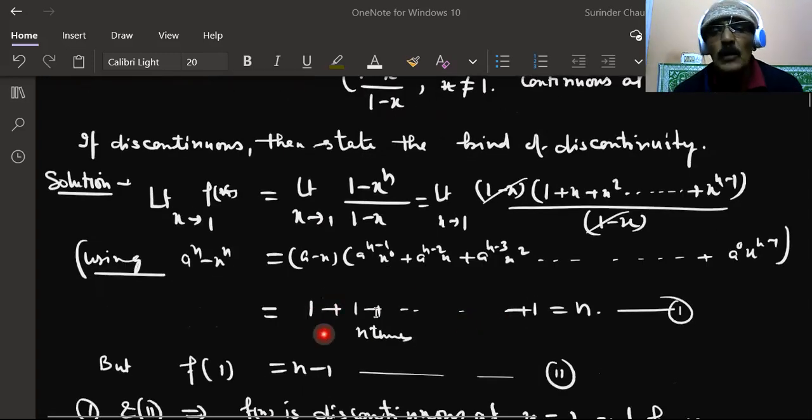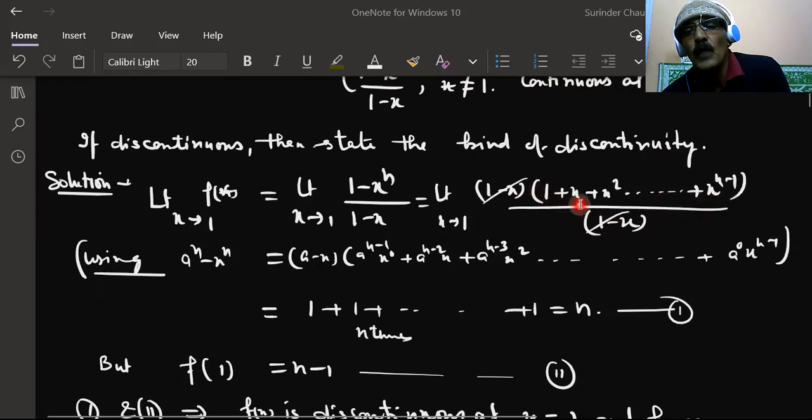Now how many terms are there? If we substitute a = 1, then 1 - x^n = (1 - x)(1^(n-1) + 1^(n-2)x + and so on up to 1^(n-2)x^(n-2) + x^(n-1)). So the factor (1 - x) is cancelled out. Now this will be a polynomial function. How many terms are there?